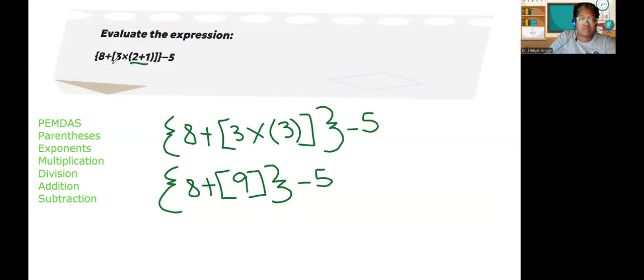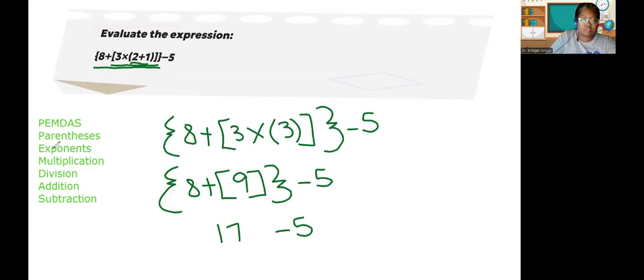Okay, so now that we have worked on the brackets, now we need to work on the braces. So we have 8 plus 9, which is 17. So we can just put that here. That's going to be 17 minus 5. So now that we have worked with everything dealing with the parentheses, the brackets, and the braces, we can actually drop these braces. And now we will finish up.